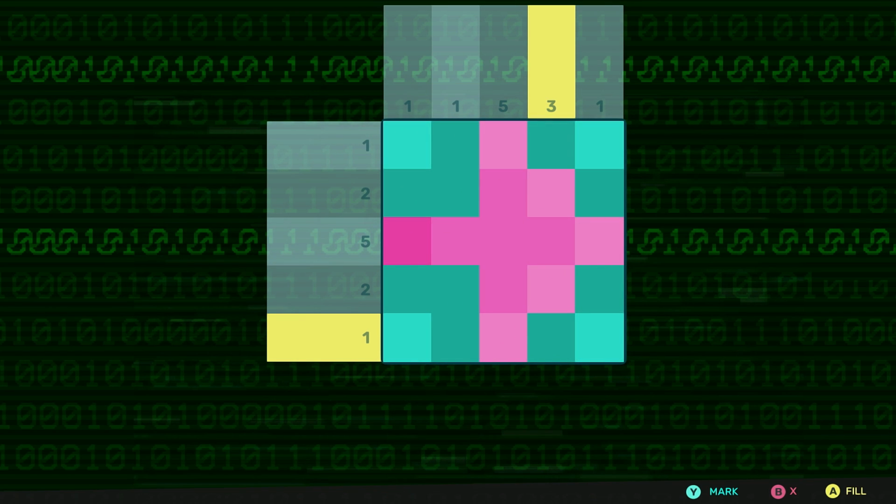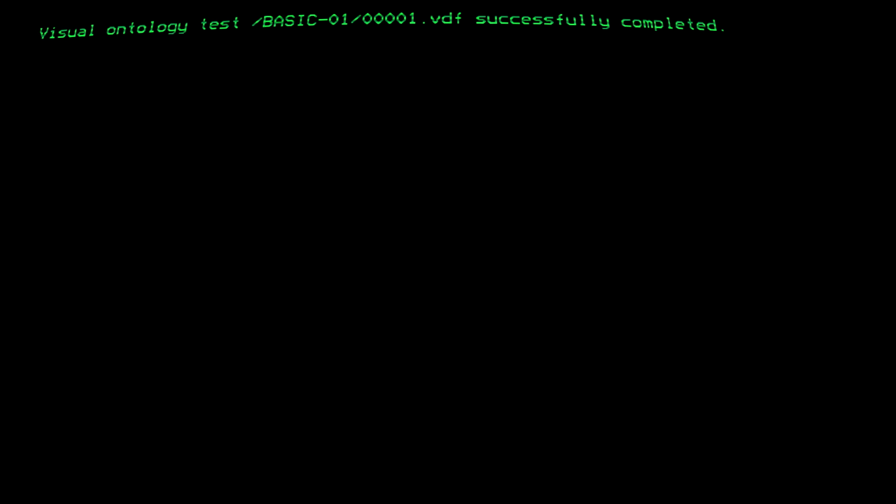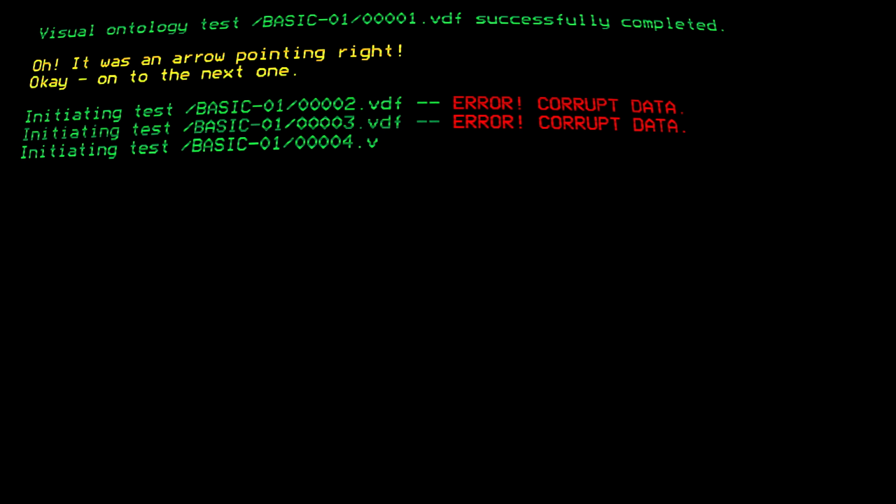It's a right arrow! Oh, it was an arrow pointing right! Okay, on to the next one.